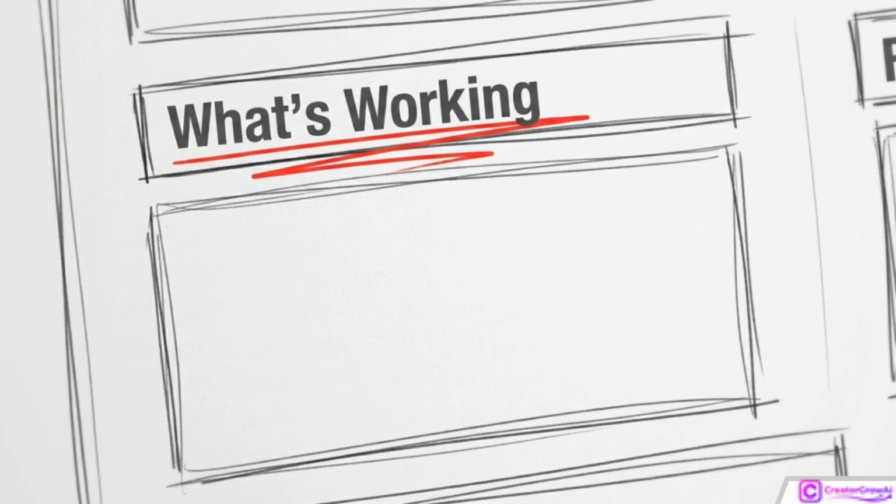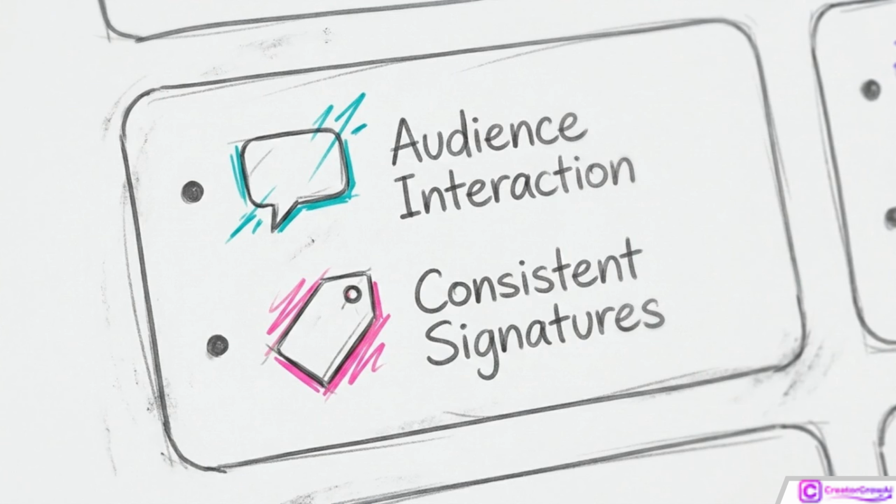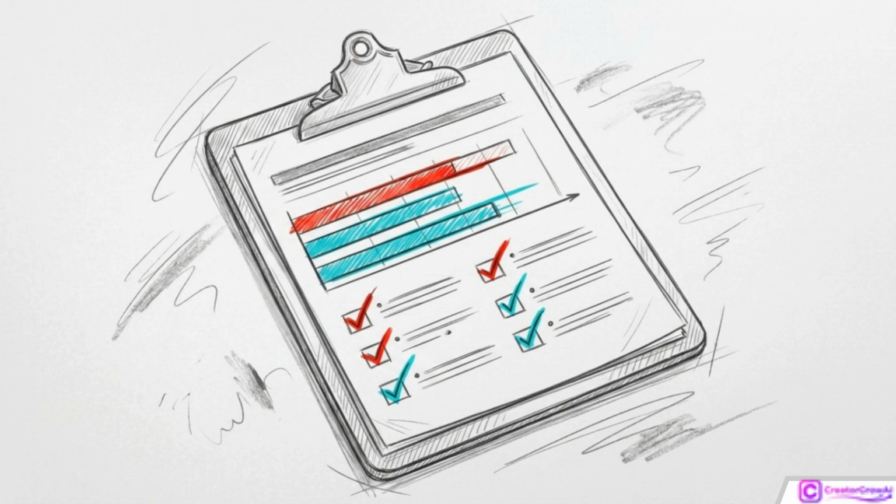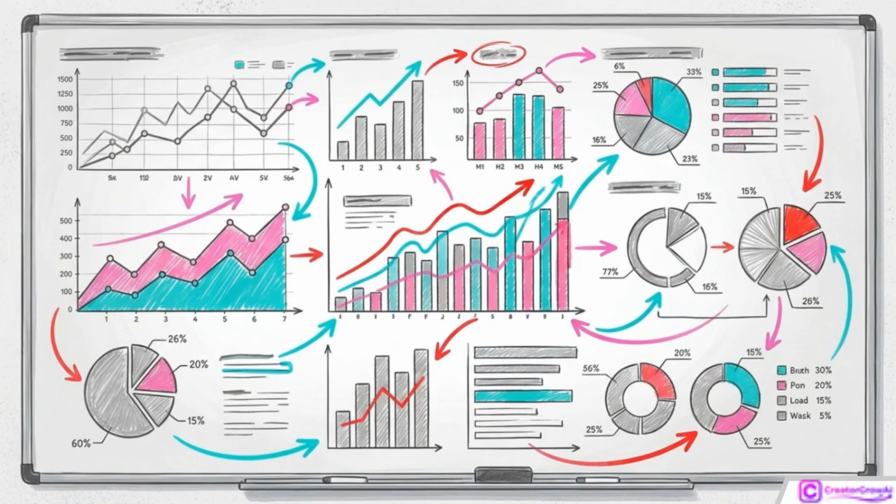Below the score is the What's Working module. The AI pinpoints exact tactics driving their success, like generating high comment engagement or maintaining consistent branding patterns in their video titles. This initial audit gives you a factual, data-backed baseline. You no longer have to wonder why a channel is growing. You have the specific mechanics right in front of you.